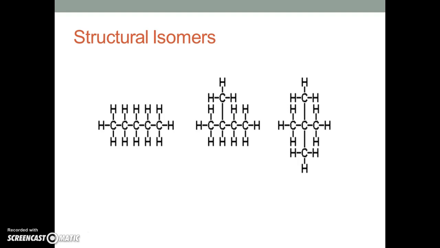Whenever we have things like this where the numbers of atoms, 5 and 5 and 12 and 12, are the same, those are called structural isomers. They're the same elements, same number of those elements, just arranged and bonded together differently.